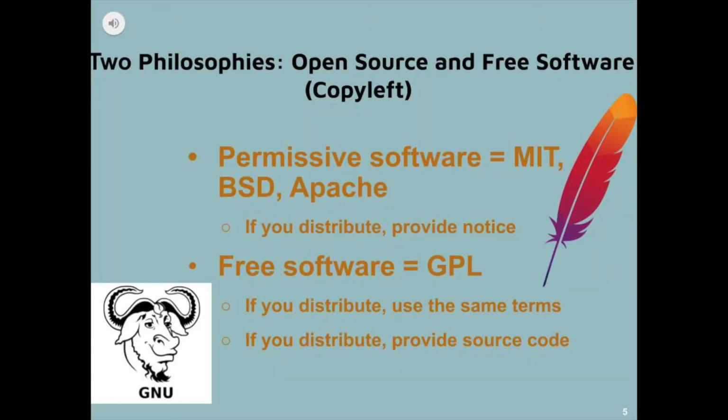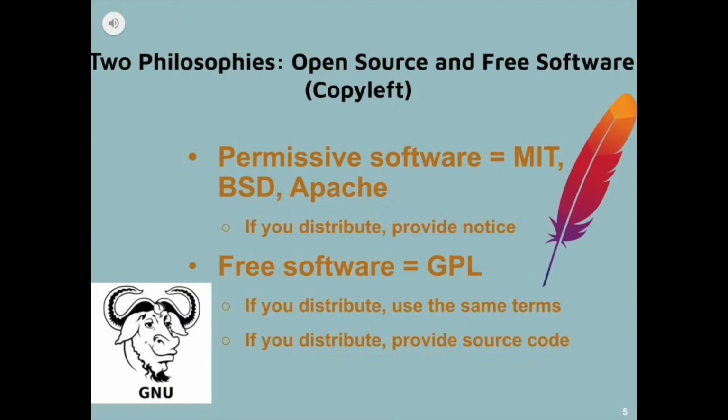There are two categories of open source software licenses, permissive and copyleft. The feather on this slide is the logo of the Apache Foundation, which runs many important open source projects that are available under permissive licenses. The GNU is the logo of the Free Software Foundation, which makes available software mostly under copyleft licenses like the GPL. These two types of licenses represent two different but related philosophies: free software and open source software.